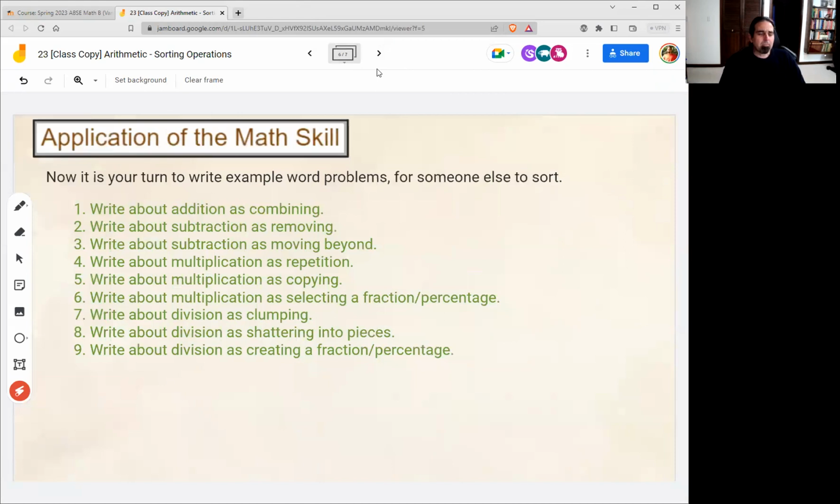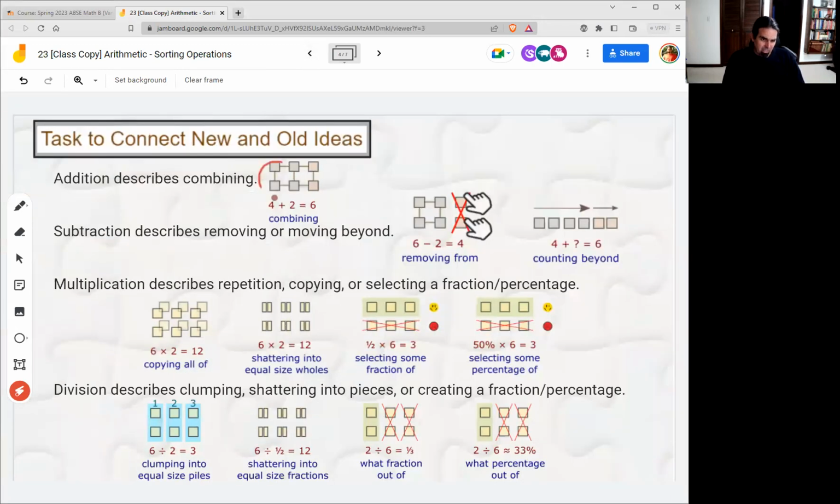Okay, moving on. This is the homework part. We're not going to take time tonight during class about this, but a great way to get better at something is to do it backwards. So can you write an addition word problem that uses combining? So maybe stare at this picture and say, 4 and 2 more.